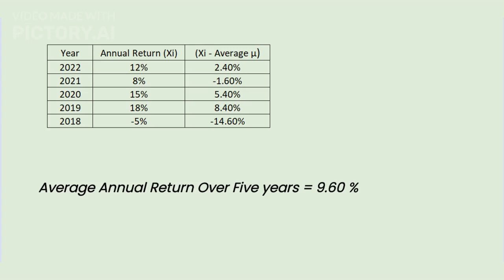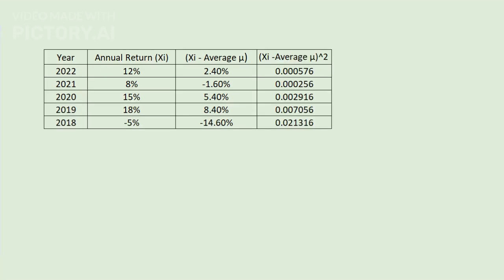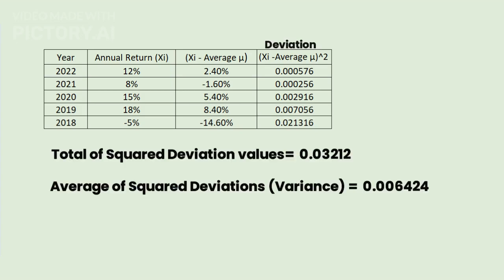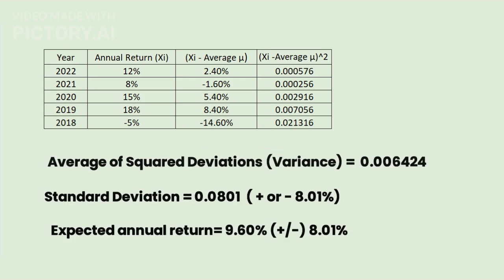After deriving the average annual return, we will deduct the average value from each of the data points, which are called deviations. After that, we will square each deviation's value as shown in the table. Then, we will total the squared deviation values and derive the average squared deviation value. The average of squared deviation values is called variance, which is 0.006424 in our case. Lastly, the square root of variance is called standard deviation. The value we derived for standard deviation is 0.0801.